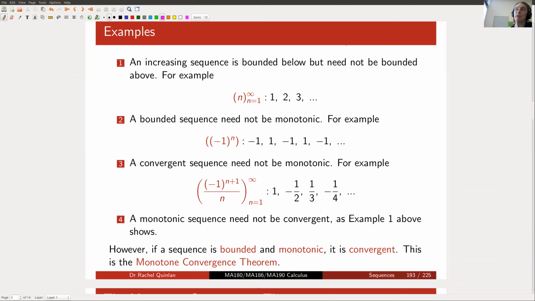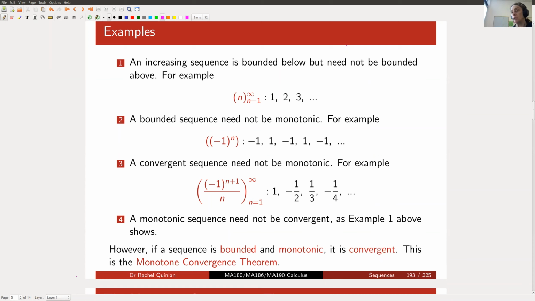And we know that a convergent sequence must be bounded. And we know that a monotonic sequence might be bounded, might be convergent, but might not be either of those things. So the assertion is that if a sequence has the properties both of being bounded and monotonic, then it is convergent. Okay, and those, of course, are strong properties for a sequence to have.